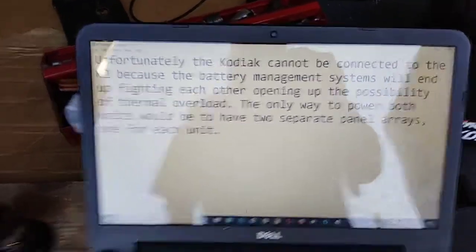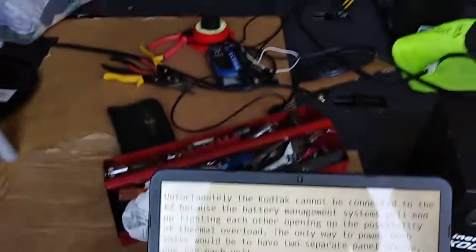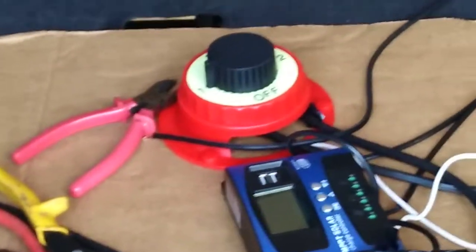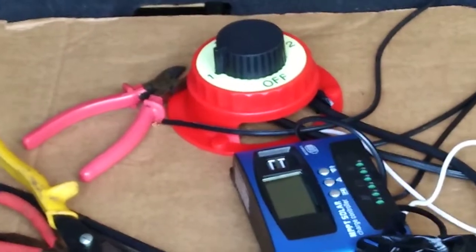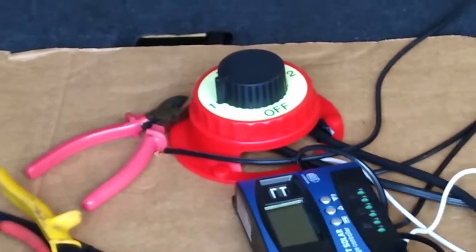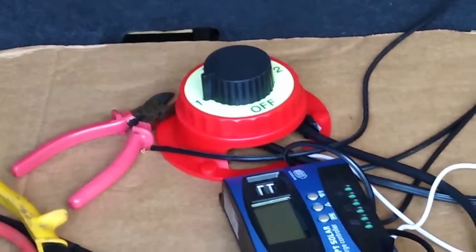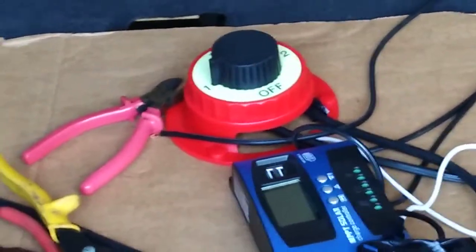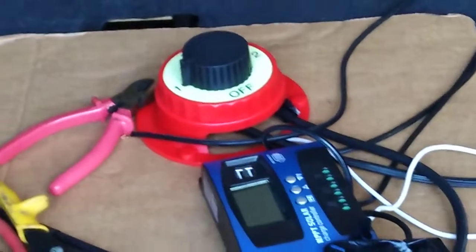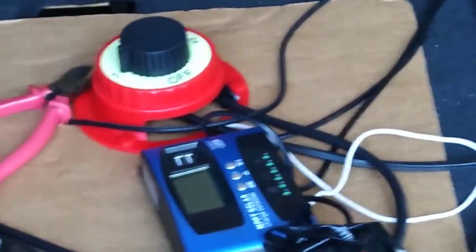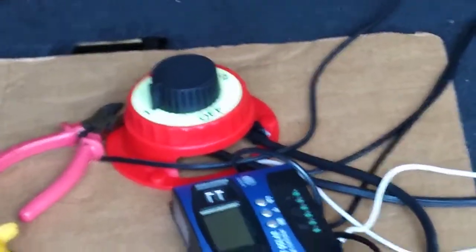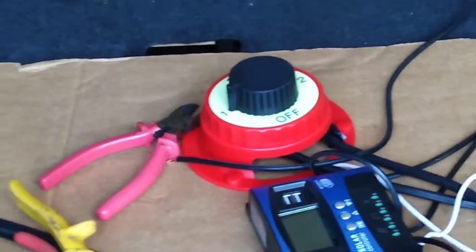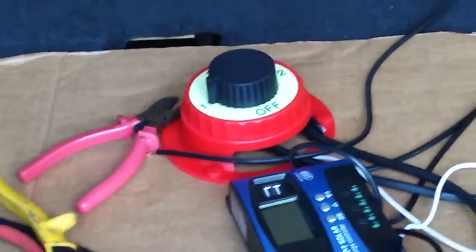And so what I did is I'm going to get an ABC switch. That's the ABC switch. I'm going to have one for the Kodiak and two for the K2, and I'll be able to switch between the two. And that's the way I'm going to run. So I'll be able to put 400 watts of power to the Kodiak, or I'll be able to put 100 watts of power to the K2.